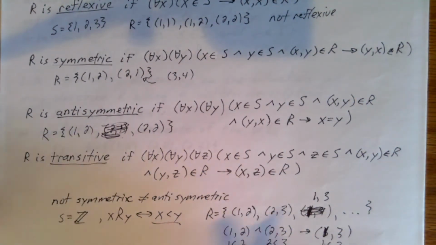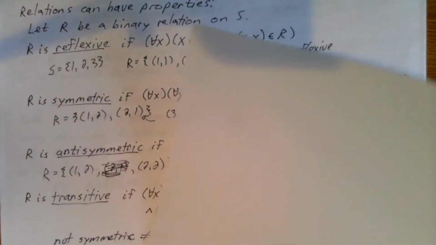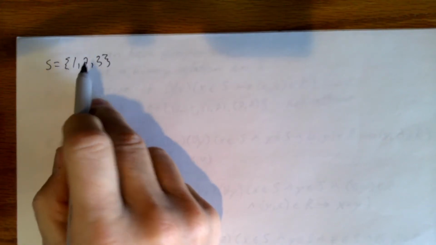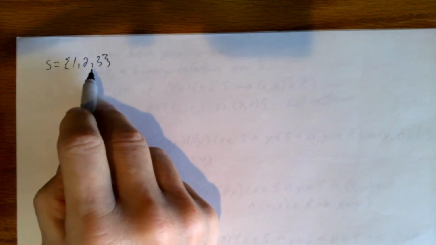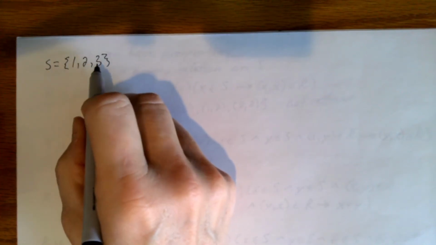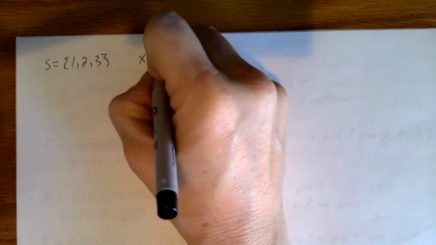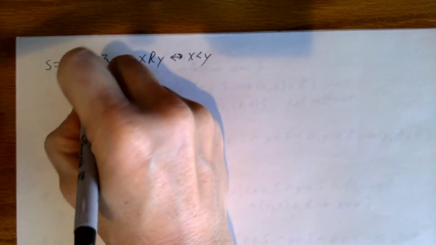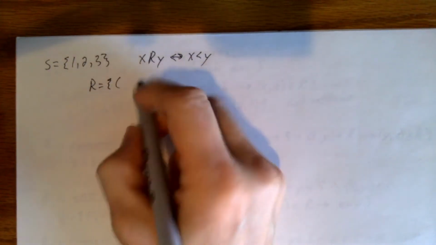Let's look at a couple more examples. Let's do a smaller version of that. And we'll say S is equal to 1, 2, and 3. So the cross product, or the Cartesian product, would be 1, 1, 1, 2, 1, 3, 2, 1, 2, 2, 2, 3, 3, 1, 3, 2, 3, 3. And let's use that relationship we just had, which is that the relationship between x and y is that x is less than y.